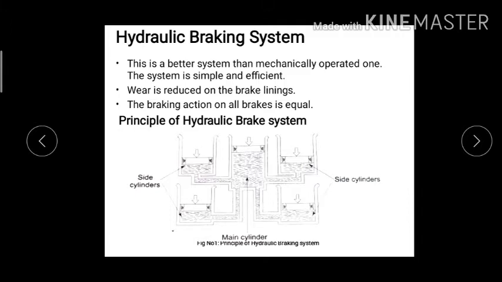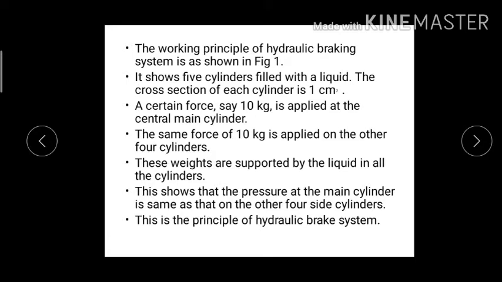So the explanation is given here. Figure 1, which I showed in the previous slide, is the working of the hydraulic braking system. It has 5 cylinders filled with a liquid, each cylinder having 1 centimeter square of area, and a force of 10 kg is applied on the main cylinder and the same amount of force is applied on the side cylinders. These weights are supported by the liquid in all the cylinders, by whatever pressure is created by the liquid.